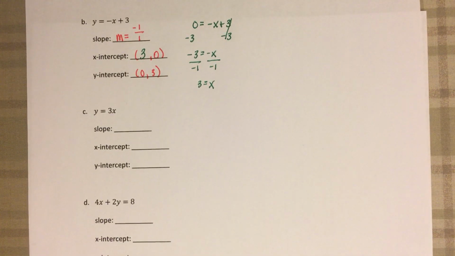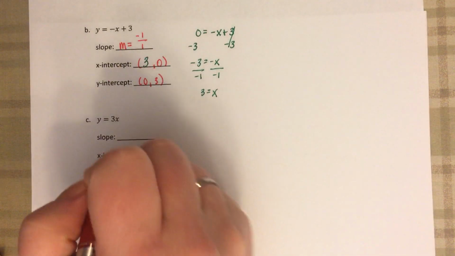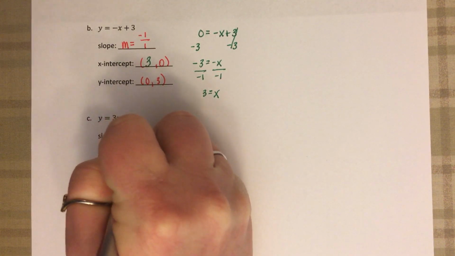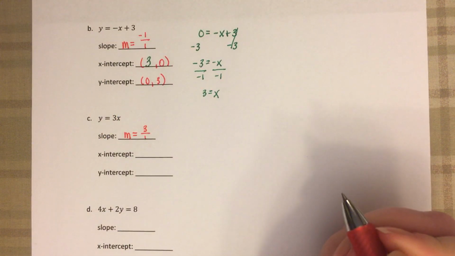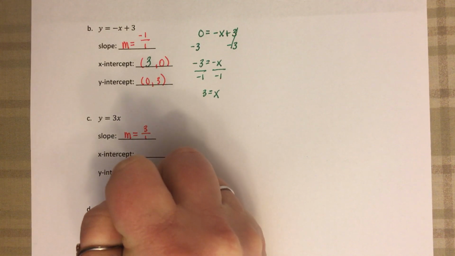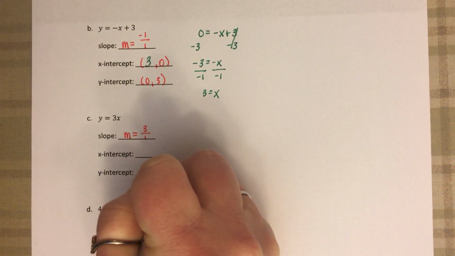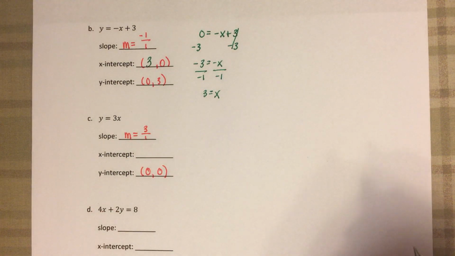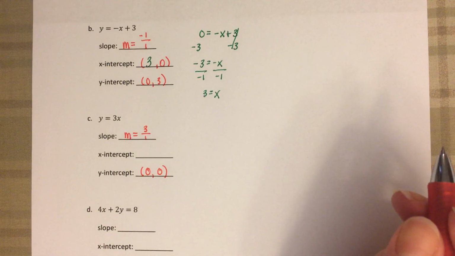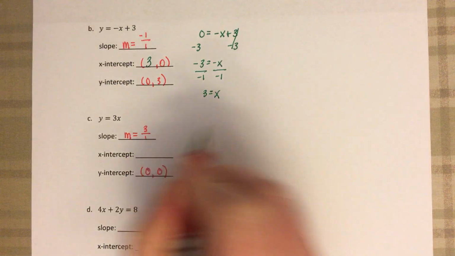For example C, our slope, again, is our number connected to our x. So our slope is 3. As a fraction, we're going to write that as 3/1. Our y-intercept, if we plug 0 in for x, we get 0 for y, since 3 times 0 is still 0.